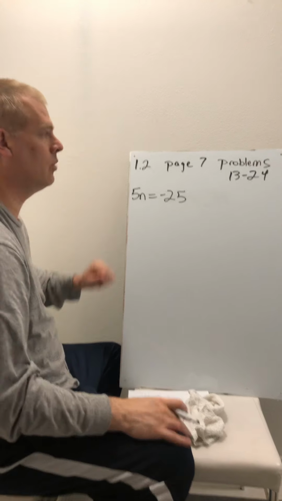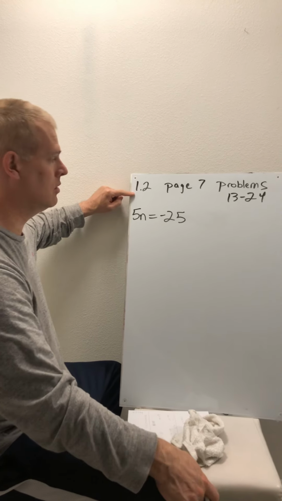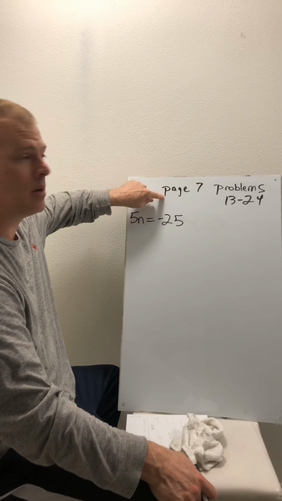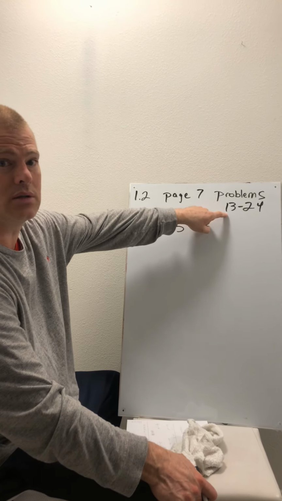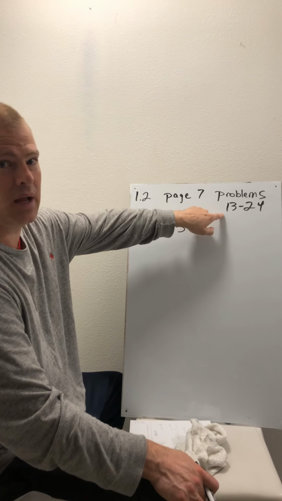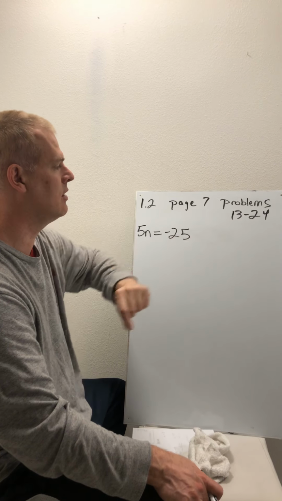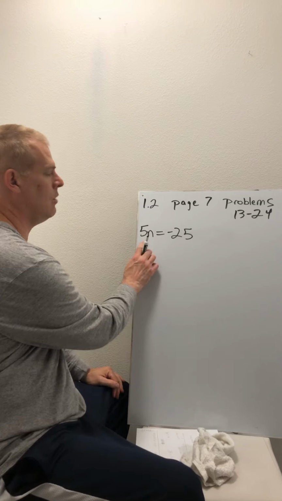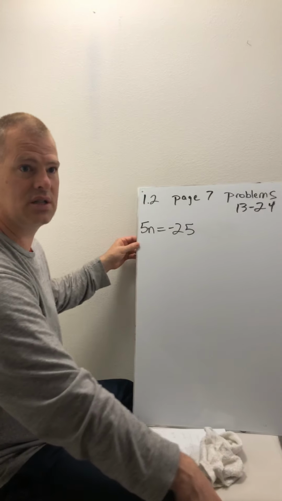Okay, today we are working on 1.2, page 7, problems 13 through 24. So again, we're still working on page 7. We're just doing the bottom half of the page, problems 13 through 24. So today we're working on multiplication and division.